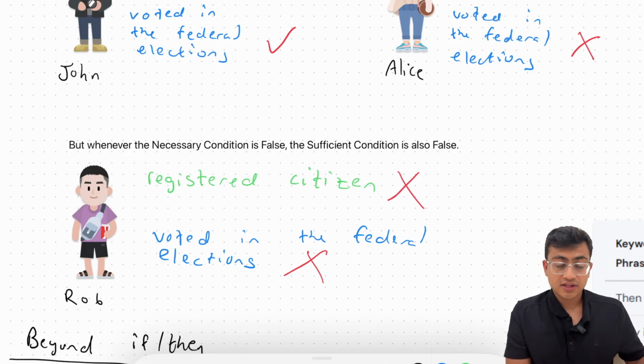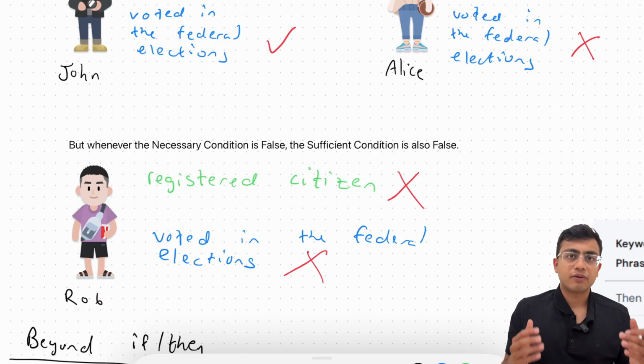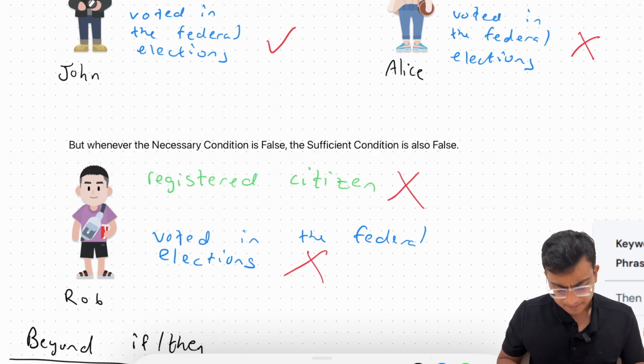Being a registered citizen is the necessary condition, and we know it's false because Rob comes and tells you that, hey, I am not a registered citizen. From that, you can conclude that he must have not voted in the federal elections.